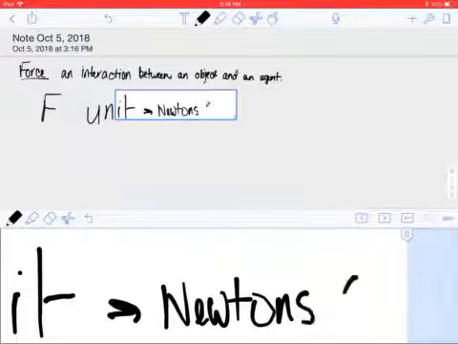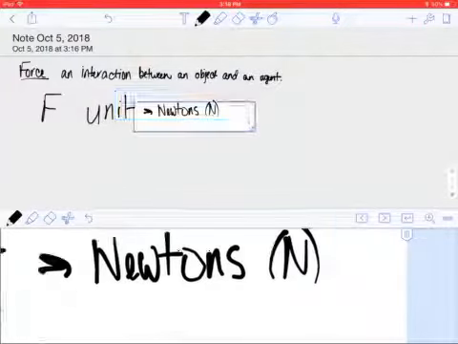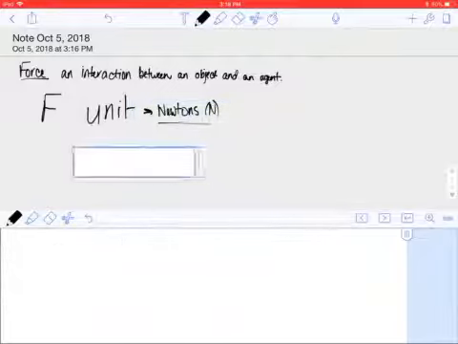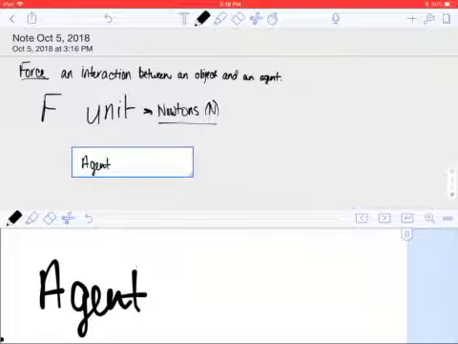Okay, so this is named after Sir Isaac Newton. We'll talk a little bit about him on Monday, so don't worry all about that. But that is what's going after your numbers. Okay, so some examples of forces. Okay, let's just make a quick chart here. Agent and interaction.